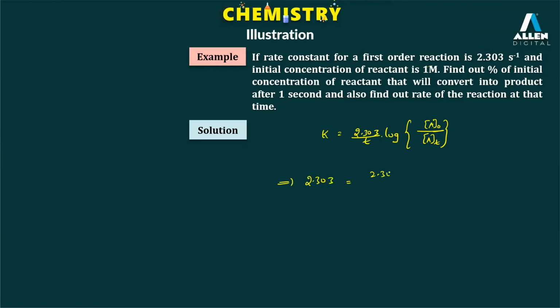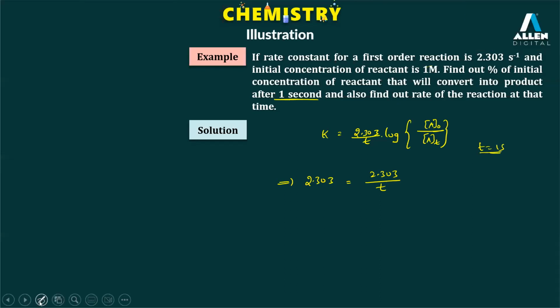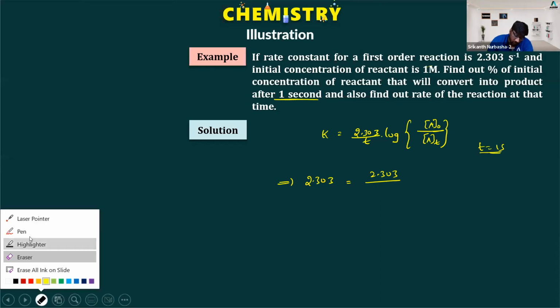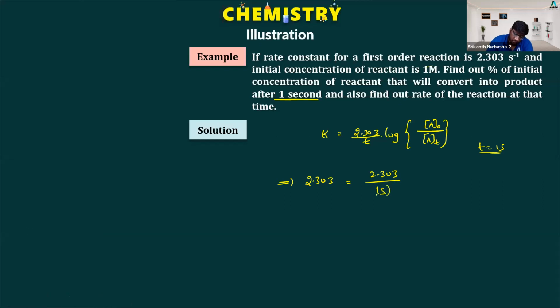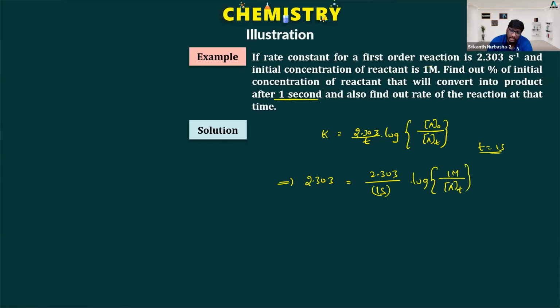2.303 is equal to 2.303 by T. How much time? Find out the percentage of initial concentration of reactant that will convert to product after 1 second. So time T is equal to 1 second. What is the initial concentration? 1 molar divided by concentration of A at time T. So only concentration of A at time T is the unknown that you can calculate.